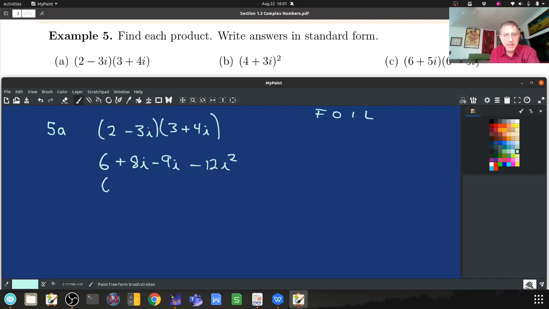So that's 6, and 8i plus 9i is 17i. But minus 12 times i squared is the same as minus 12 times minus 1, so this becomes plus 12. My end result is 18 plus 17i. Sorry. Yeah, 18 plus 17i.